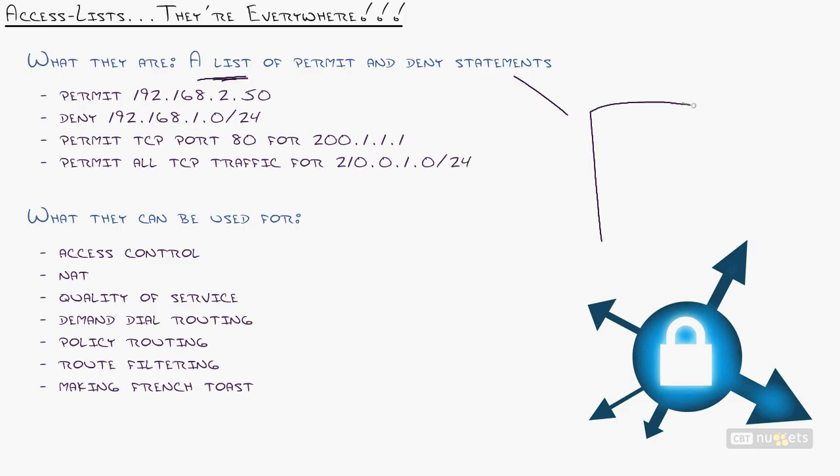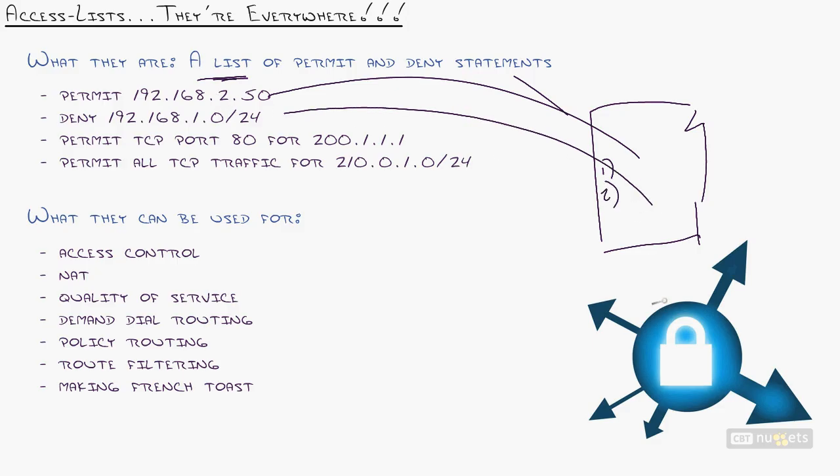Think of a big piece of paper, right? And you go on there and you say, okay, the first thing I want to do, item number 1 on this piece of paper, I want to permit 192.168.2.50. I want to deny 192.168.1.0/24, the whole subnet. Number 3 on this paper, I want to permit TCP port 80, that's web surfing, for the IP address 200.1.1.1, and down and down and down the list goes. It's just a list of IP addresses and statements.